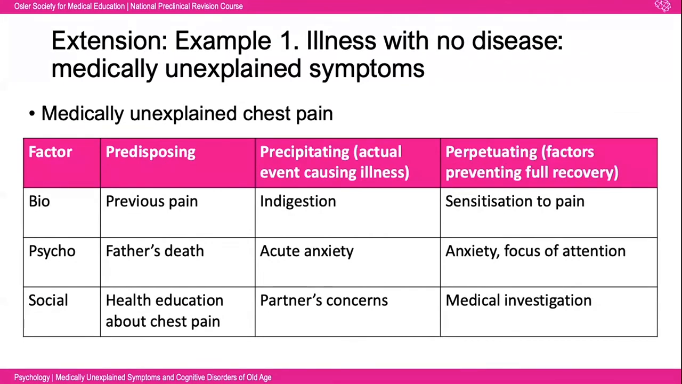So this table, using the example of medically unexplained chest pain, illustrates how medically unexplained symptoms can be considered using this biopsychosocial formulation. So we can see that there are biological, psychological, and social factors, each of which can then be divided into predisposing, precipitating, and perpetuating factors, which can be seen as before, during, and towards the recovery stage of the illness.